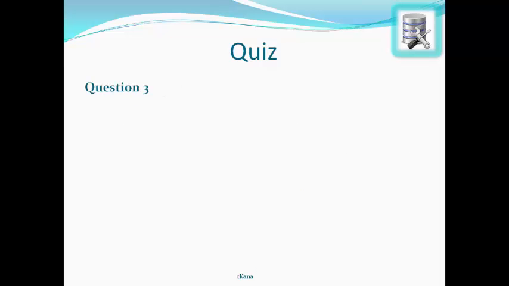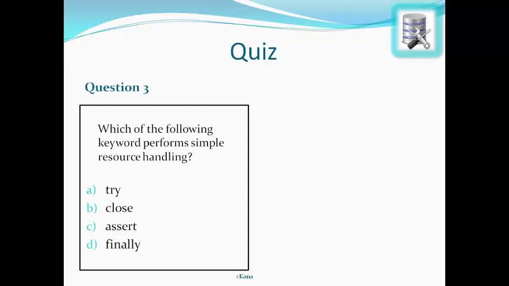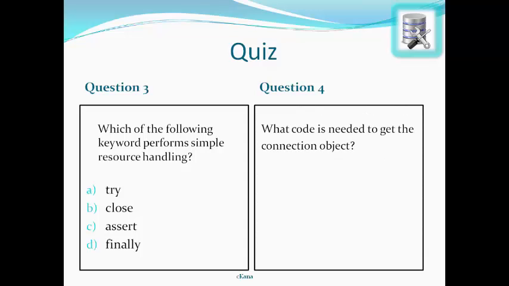Question number 3. Which of the following keywords performs simplest resource handling? A. Try, B. Close, C. Assert, and D. Finally. Question number 4. What code is needed to get the connection object? You need to write the code.